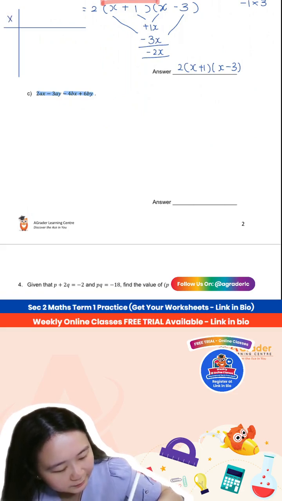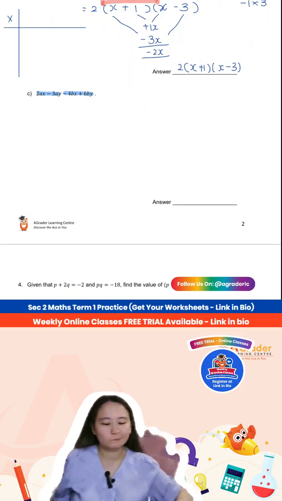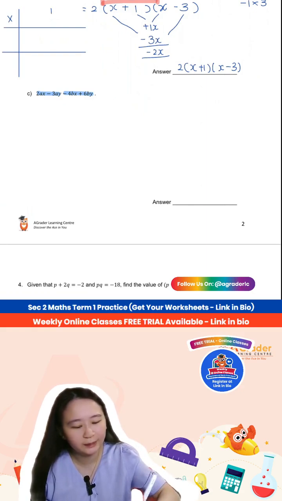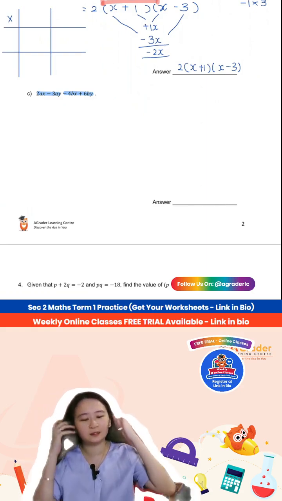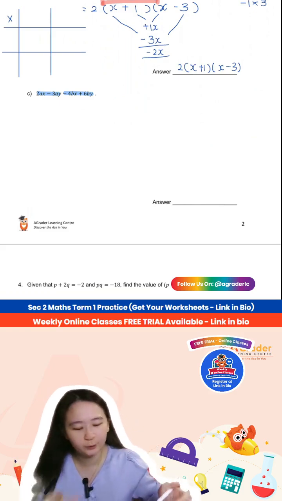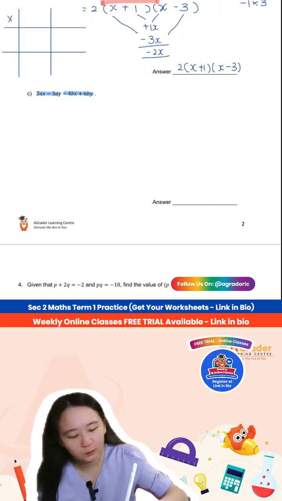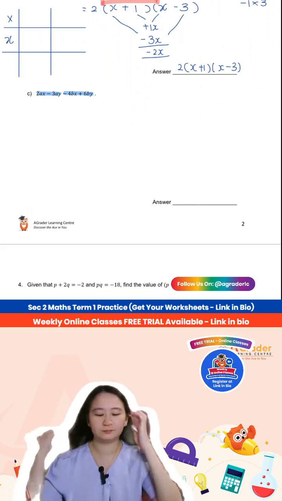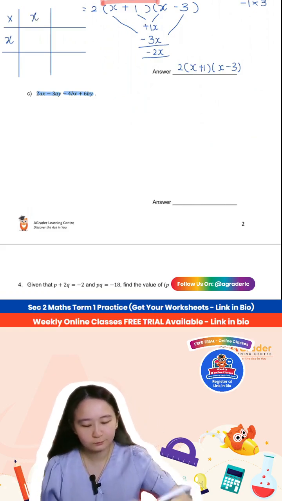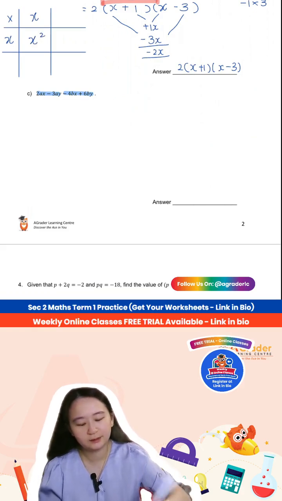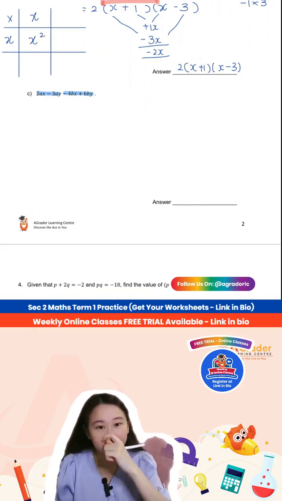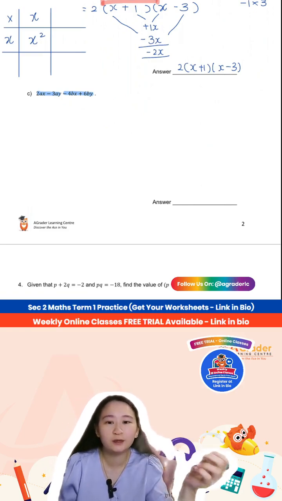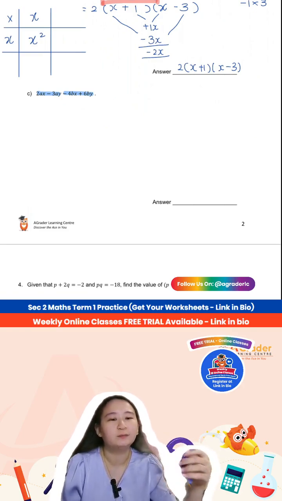So here is times. Same thing, we always only look at the first term and the last term. How do you split your first term? You have x squared, right? So we split it into x times x. Okay, then we get our x squared here. And then for negative 3, how do we split our negative 3? It can be negative 1 times 3, or it can be negative 3 times 1.